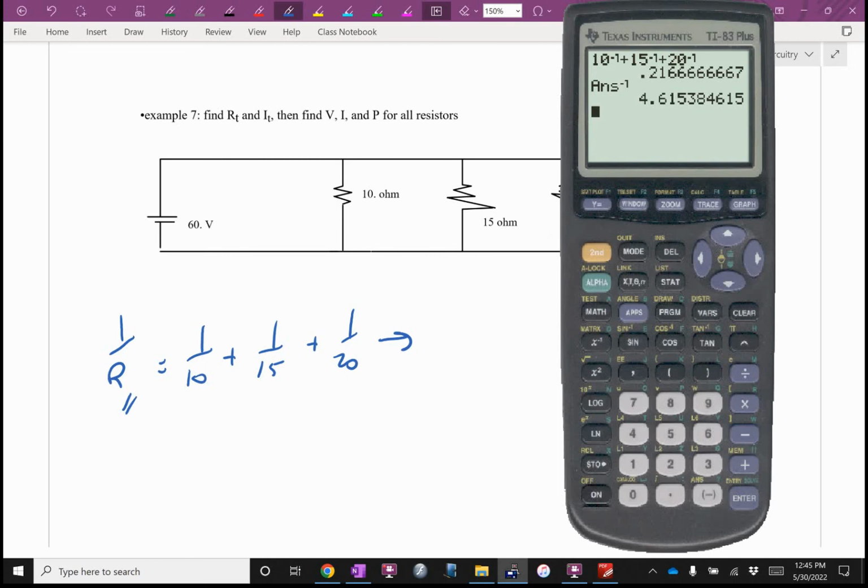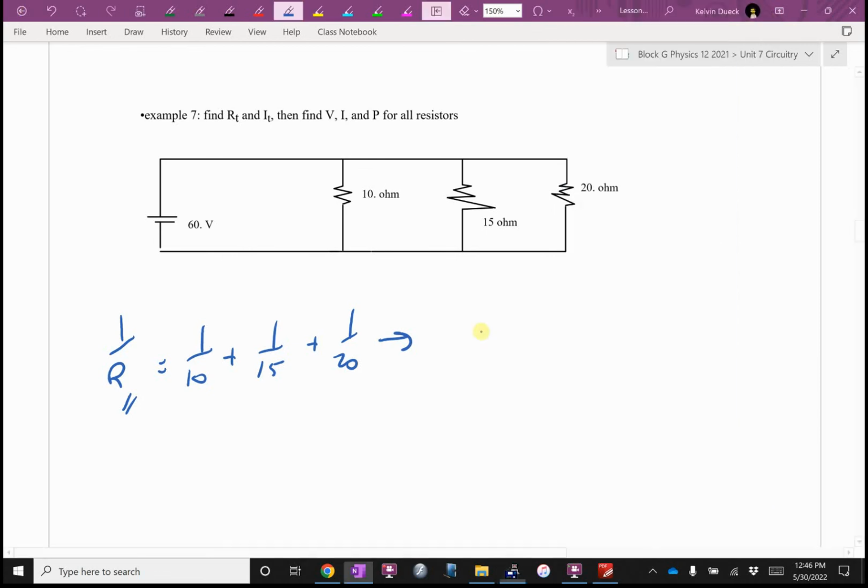And I get a yucky answer, but that's okay. I get 4.61538, and so on. In case you're wondering, as a fraction, it's 60 over 13. I'm going to use my answer button, but I can tell you our total is 4.62. Because I'm going to use this, I would carry extra sig figs, but I'll report it as 4.62 ohms.